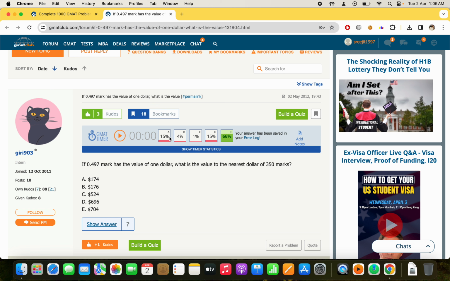Okay. Did I make any mistake? It's saying E. How come it's saying E? If 0.497 mark has the value of $1, what is the value of 350 marks?